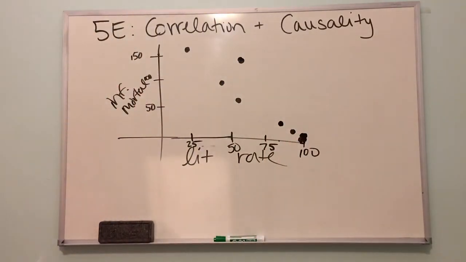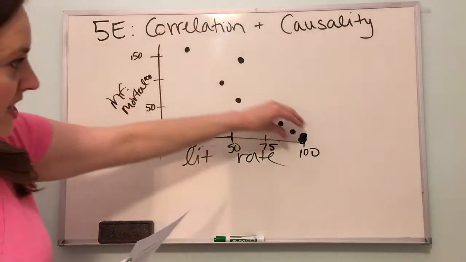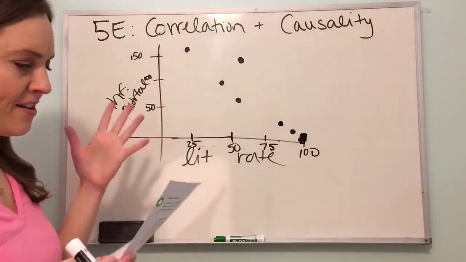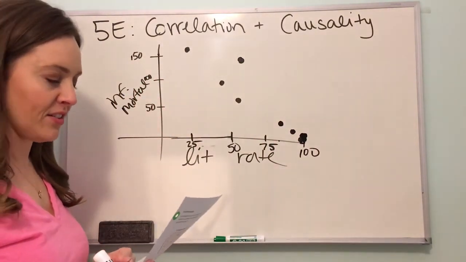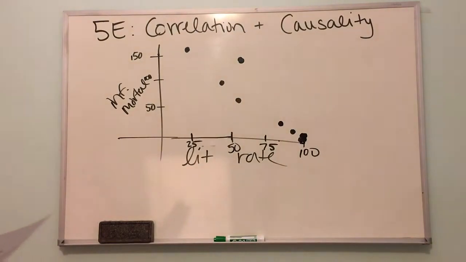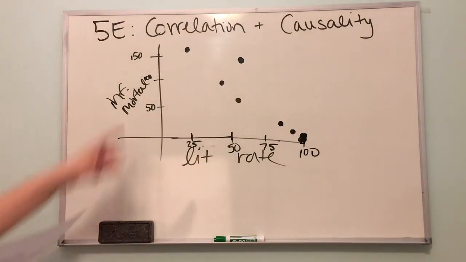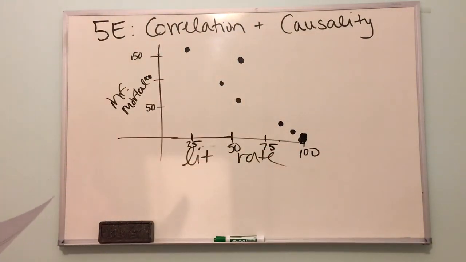Okay. So what do you think about this graph? Is there a correlation? Yes, of course. You'll notice all the dots kind of trend the same way, and they're all fairly close together. So yes, there is a correlation. Is it positive or negative? It's negative, right? The line kind of goes downhill. Does it appear to be strong or weak? I would say pretty strong, right?